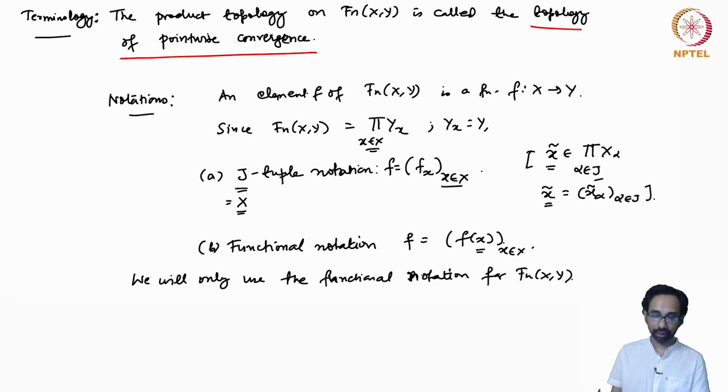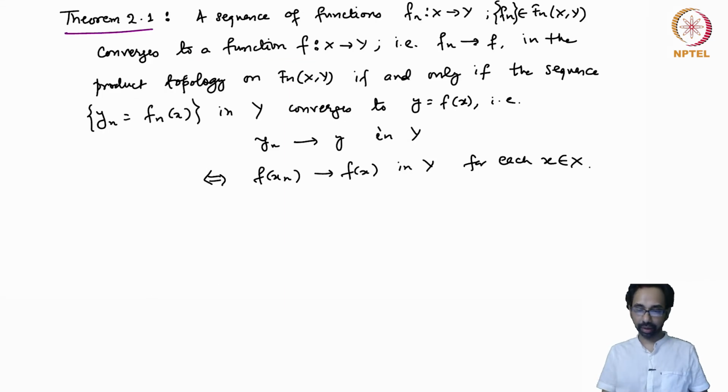And now let us go back and treat the terminology of topology of pointwise convergence, and why the product topology is called as such. So let us look at a theorem which describes this property. So here is the theorem explaining why the product topology on the set of all functions from X to Y is called the topology of pointwise convergence.